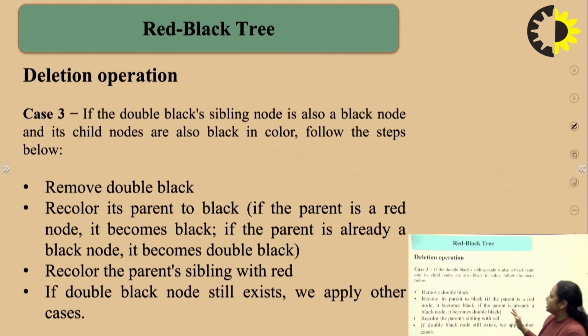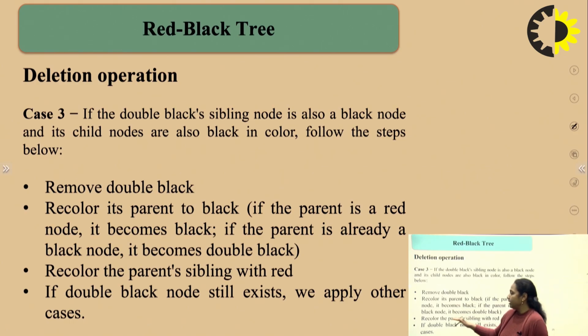So case 3 says if the double black's sibling node is also black and its children are also black in color, then in this particular case, your node is black, double black is black in color only. Now its child nodes are also black in color. In that particular case, simply remove the double black, recolor its parent to black, and if the parent is also already a black, it will become double black.